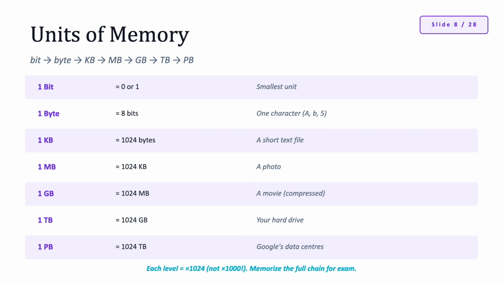A text document is a few KB. A photo is a few MB. A movie is a few GB. Your hard drive is probably 500 GB to 1 TB. Google stores petabytes of data. For the exam, memorize the full chain: bit, byte, KB, MB, GB, TB, and PB.